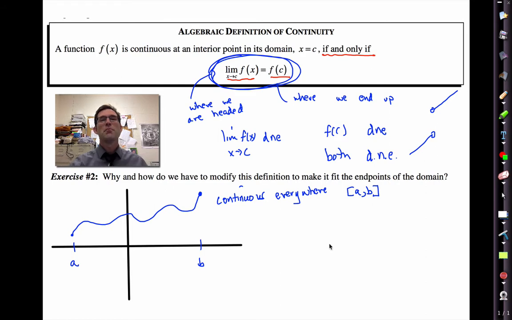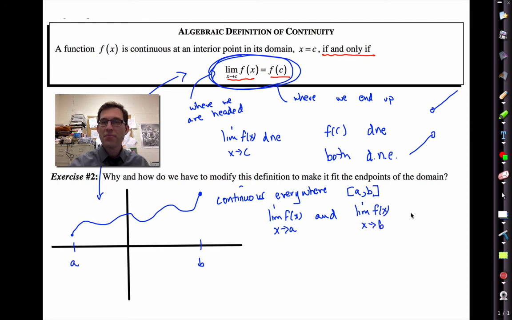But what's the problem with this definition? This one right here circled in blue. Why can't I apply that here? Think about that for a minute. Pause the video if you need to. Well, the problem is that the limit of f of x as x goes to a and the limit of f of x as x goes to b both don't exist. So by default, that definition breaks down. We would say it's discontinuous there.